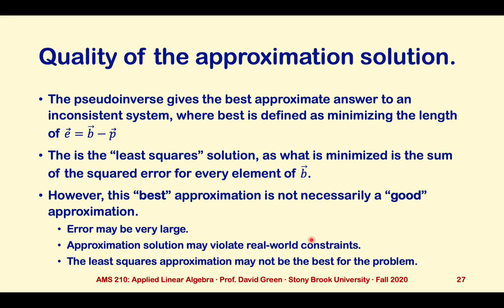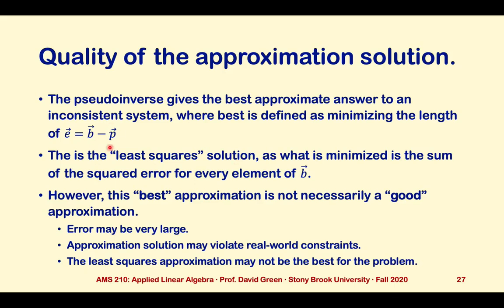This gives rise to a very important discussion point. It is important when we're talking about approximate solutions to think about the quality of that approximate solution. As long as we have a full column rank matrix, this pseudo-inverse will always give us an approximate answer, and a best approximate answer, where best is defined as minimizing the length of this error. We call this a least squares solution.